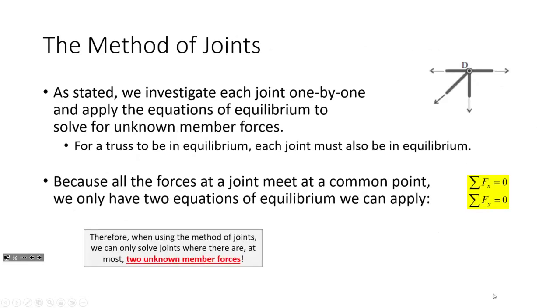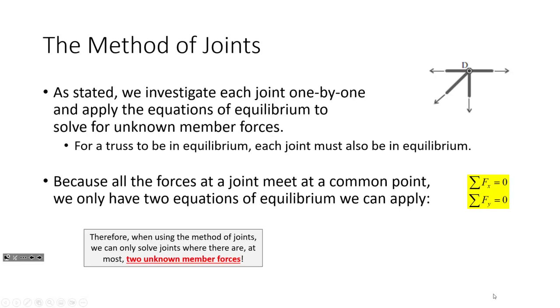Whenever we're dealing with the method of joints, remember, we made some assumptions. We assumed that the centroids of all the members pass through a common point. We assumed that all the loads are applied directly at the joint. We assumed that there's no friction or unintended forces. What those assumptions mean is that we are short one equation of equilibrium.